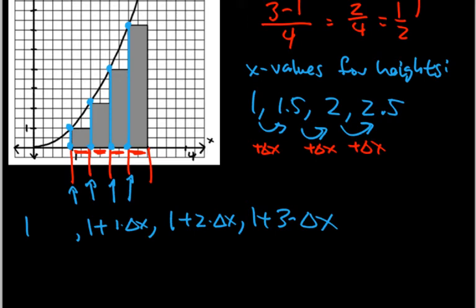Okay, so what do we notice? We are just adding delta x's, right? How many are we adding here? Well, none. So 0 times delta x. That might seem a little redundant right now, but you'll see why it's useful later on.